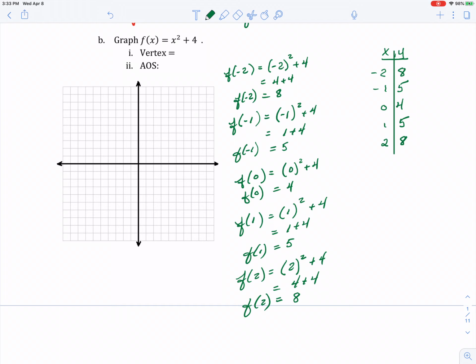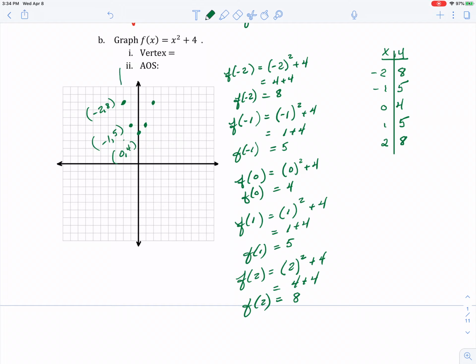All right, so it's just a lot of arithmetic, kind of tedious arithmetic actually, but let me go over here and plot those points. -2, 8, 1, 2, 3, 4, 5, 6 is right there. -1, 5 is right here. 0, 4 is right there. 1, 5, and you see the symmetry here, and 2, 8.